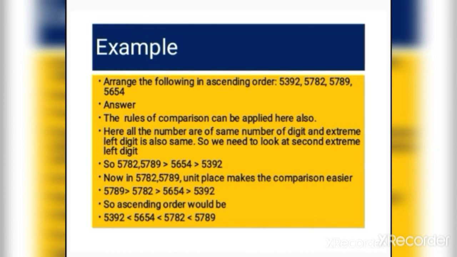So we can write these numbers in ascending and descending order. The descending order is 5789, 5782, 5654 and 5392. To find out the ascending order, write these numbers in reverse: last number first and first number last, so that you will be able to get the ascending order of the numbers of this group.